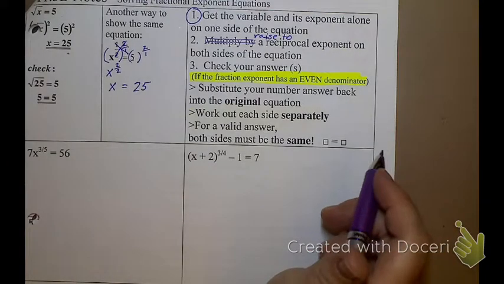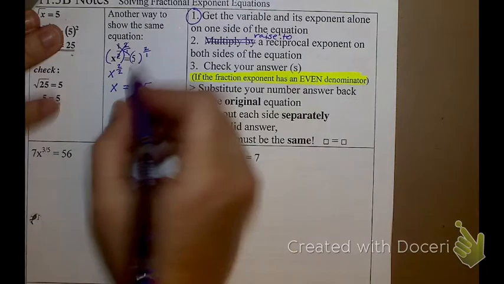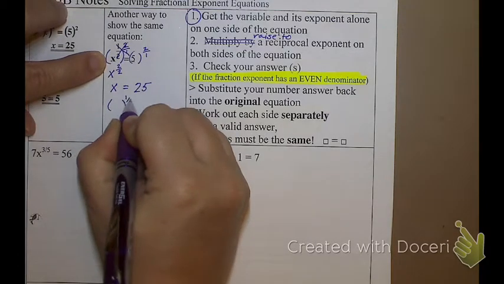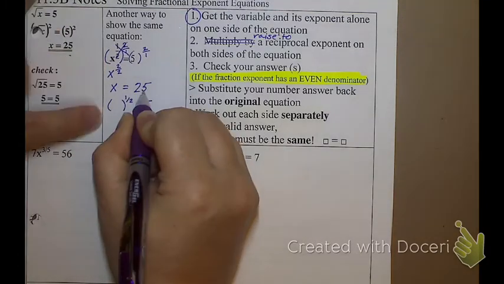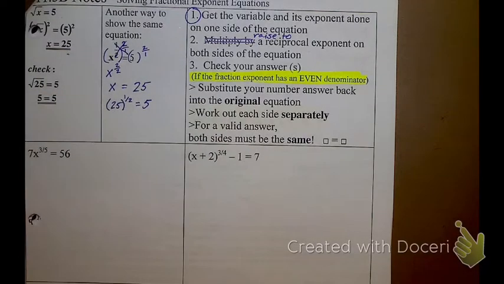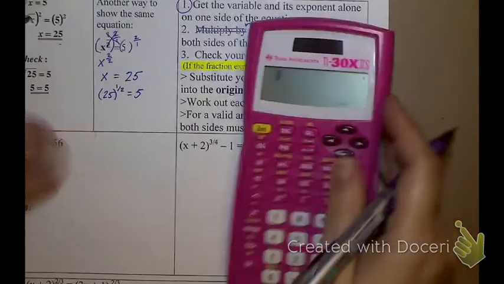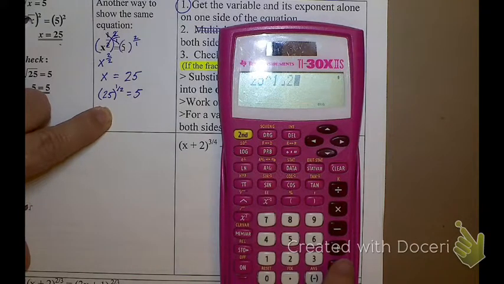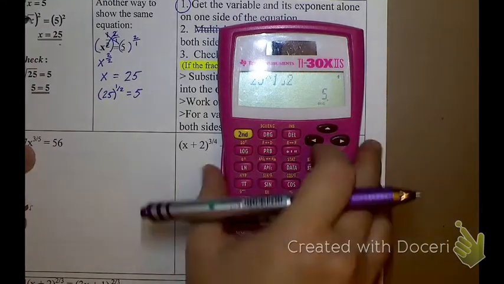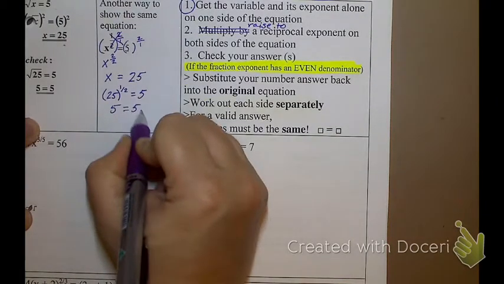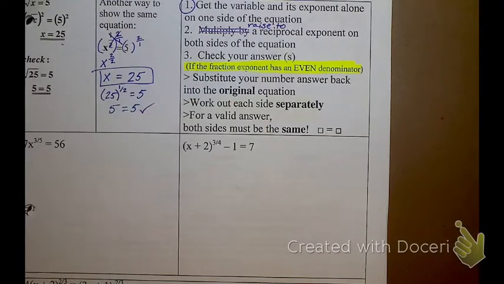So, was my denominator even? So I have to go back to the original problem. The original problem said x to the 1/2 equals 5. And I'm saying that x is 25. And I can check it on my calculator if I need to. Does 25 to the 1/2 power equal 5? It does. That does equal 5. So my check is good. My answer is valid.